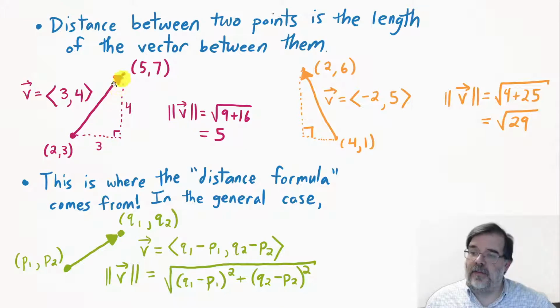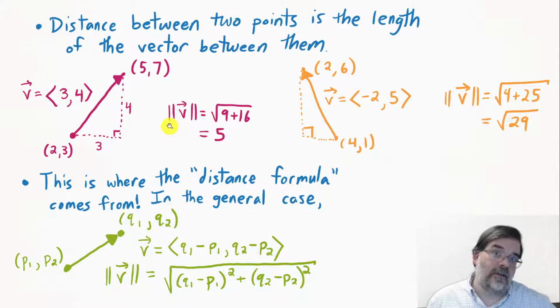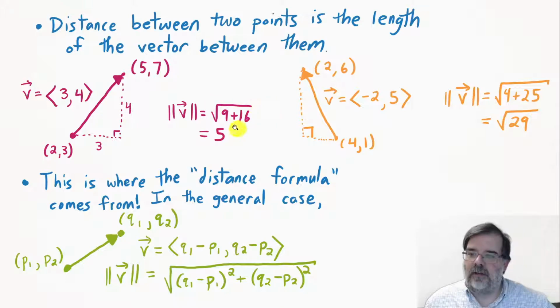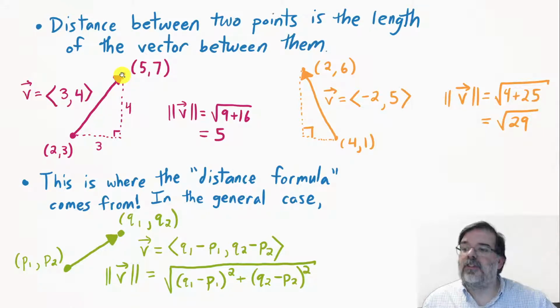And the length of the vector 3, 4, that works out very nicely. The square root of 9 plus 16, that's the square root of 25, which is 5. So the length of this vector is 5, which means the distance between these two points is 5. That gives us a way to calculate the distance between points.